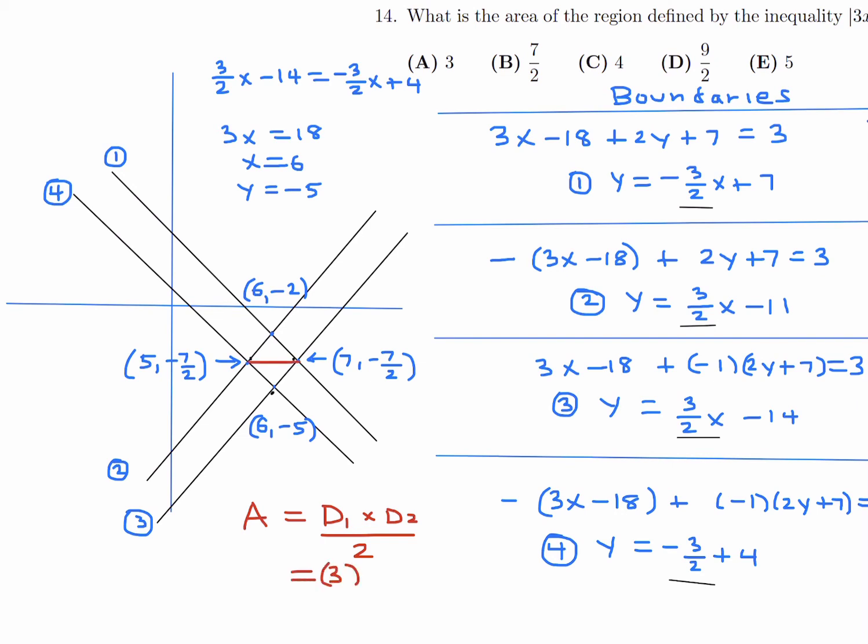And the second diagonal from there to there, if you notice, you're going from 5 to 7 on the x-axis, and that's a translation of 2 units. So the second diagonal is 2. So there you go. Finally, we get the area, which is equal to 3. So number 14, the answer is A.